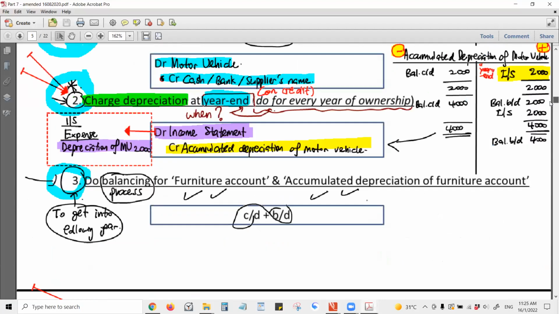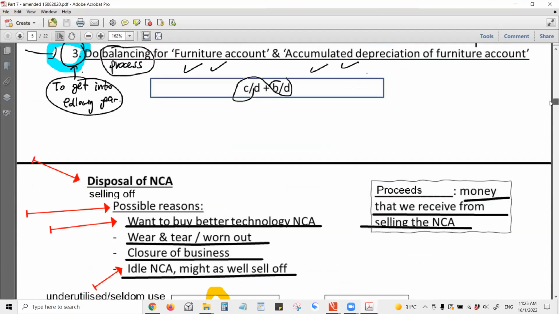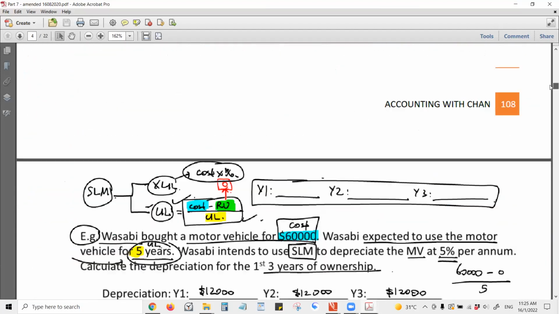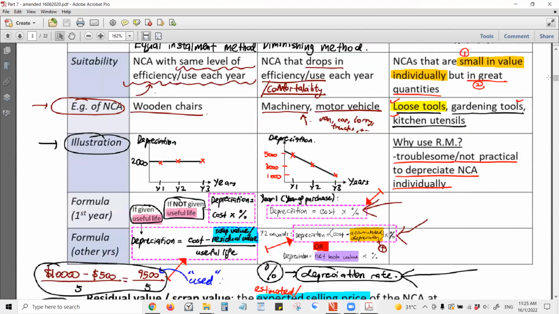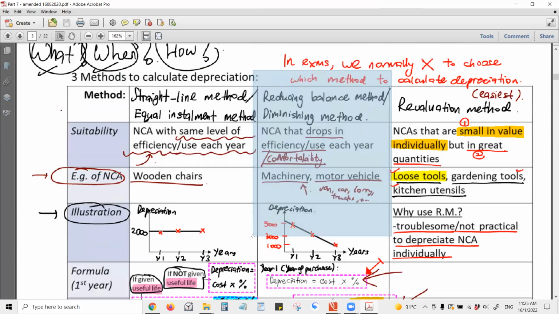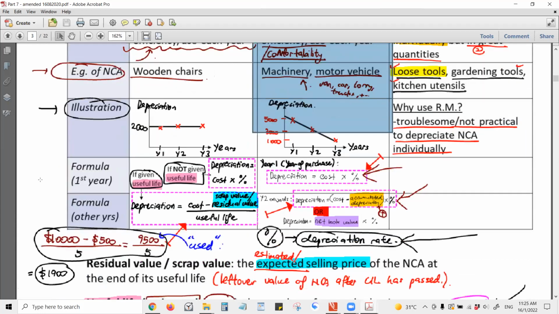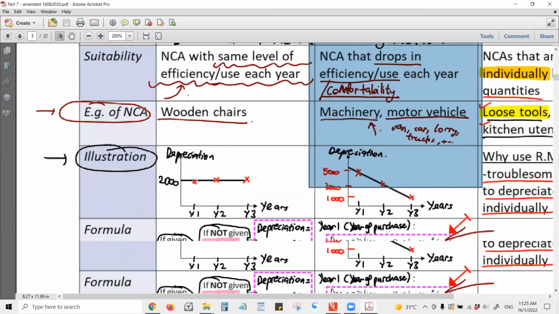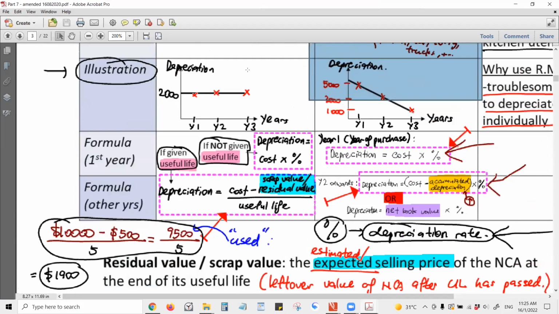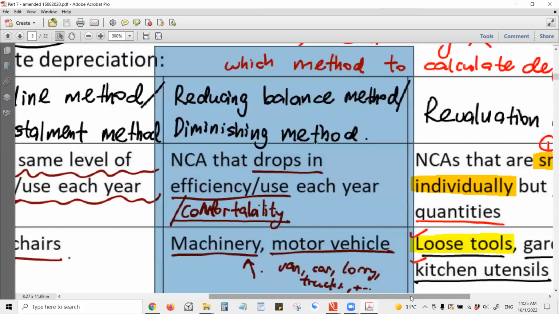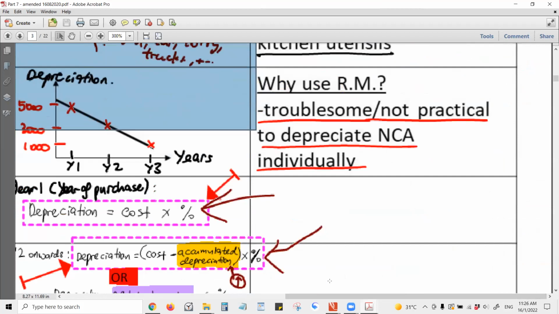We are doing this using the reducing balance method. There are 3 methods of depreciation. We are doing it using this method. This is in your chapter 7. So just now I applied this formula. I'll zoom in a bit. Just now I applied this formula.